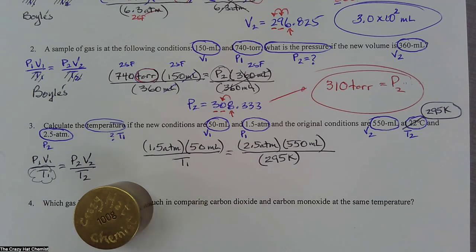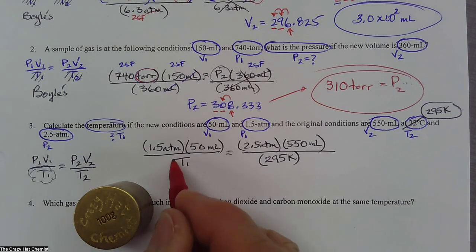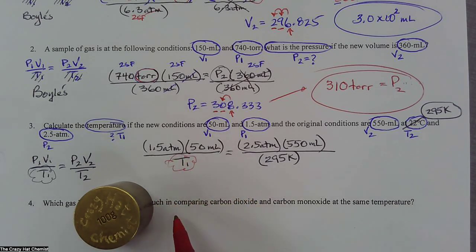And the reason for that is that there are no negative Kelvin values, as compared to degrees Fahrenheit or degrees Celsius, of which there are negative values. And we cannot have negative values. That's not a good thing. All right. So we want to solve for T1. How do we do that?